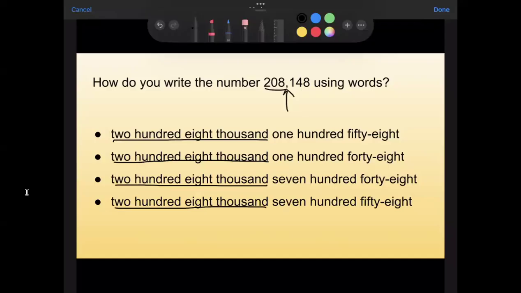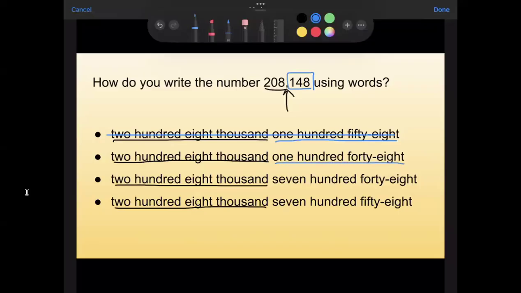Everything matches. So now let's focus on the second group of numbers. 148. Okay, so let's look through our choices and see which ones say 148 for the second group. 158. Okay, so not this one because that said 50 instead of 40.